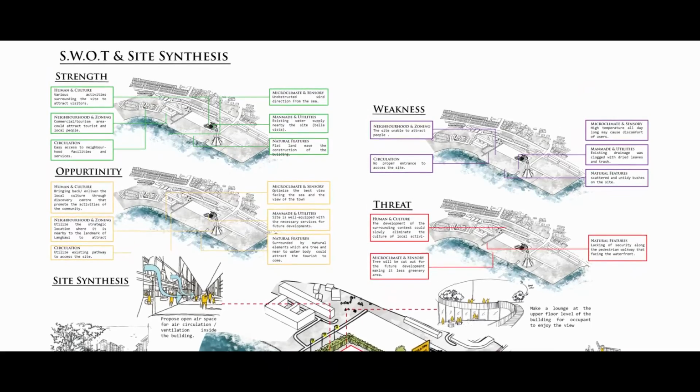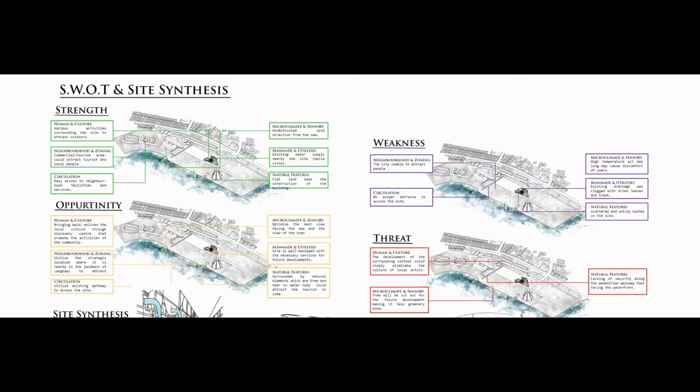Man-made features and utilities of the site have to give benefits to the design. For instance, the artificial lighthouse acts as the landmark of the site, thus it can attract more visitors to come over. There is already an existing water supply near Bella Vista, so it can be the main source to be connected with the building later.